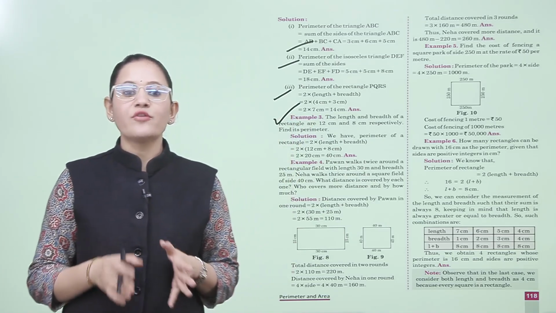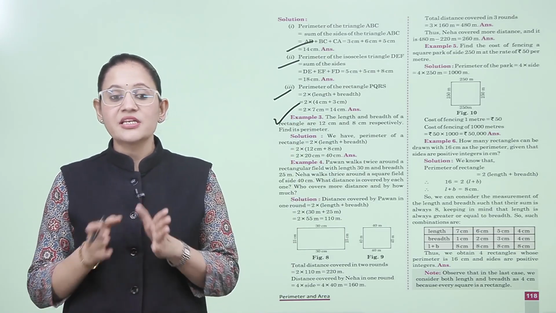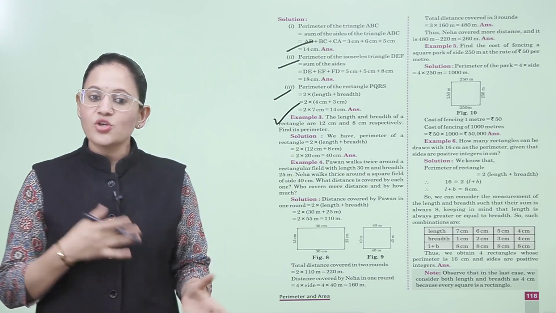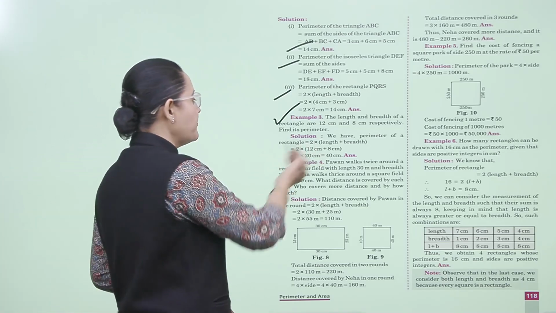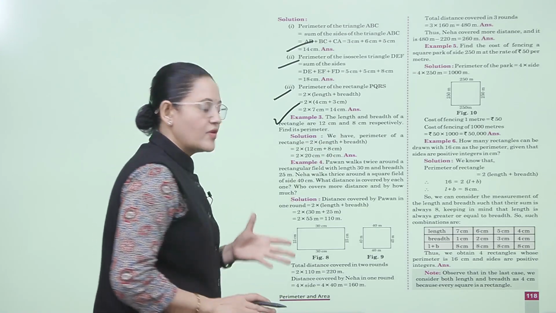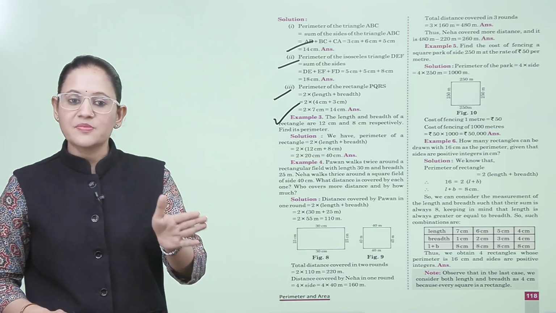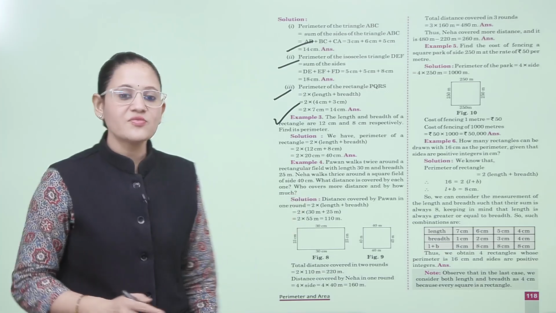The length and breadth of the rectangle are 12 centimeter and 8 centimeter respectively. Find the perimeter. So length and breadth are given, we have to find the perimeter. The units are the same, both are given in centimeter. So we will use the formula 2 into L plus B. So 2 into 12 plus 8, that is 40 centimeter.